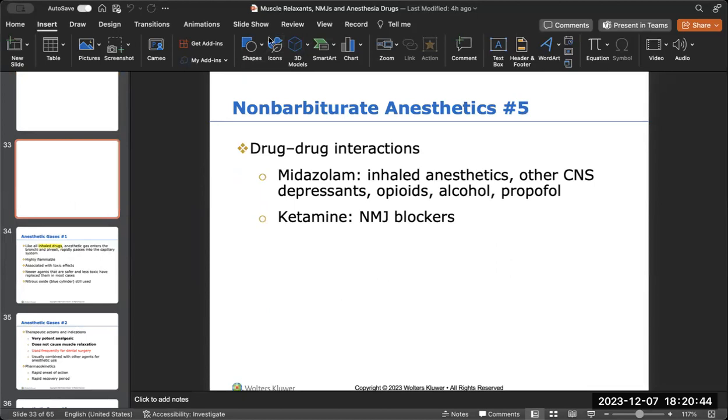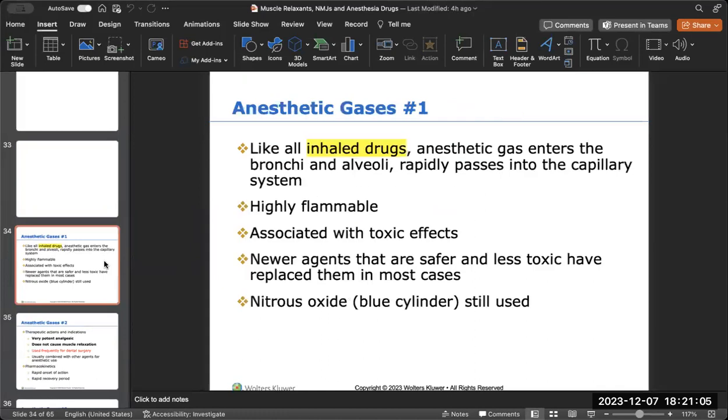Now, interactions from midazolam include any other inhaled anesthetics. Remember, it could cause further CNS suppression with opioids or alcohol, even propofol. And for ketamine, it's those neuromuscular junction blockers, which we'll get into a little bit. Just remember with ketamine, we don't want to give these drugs with them.